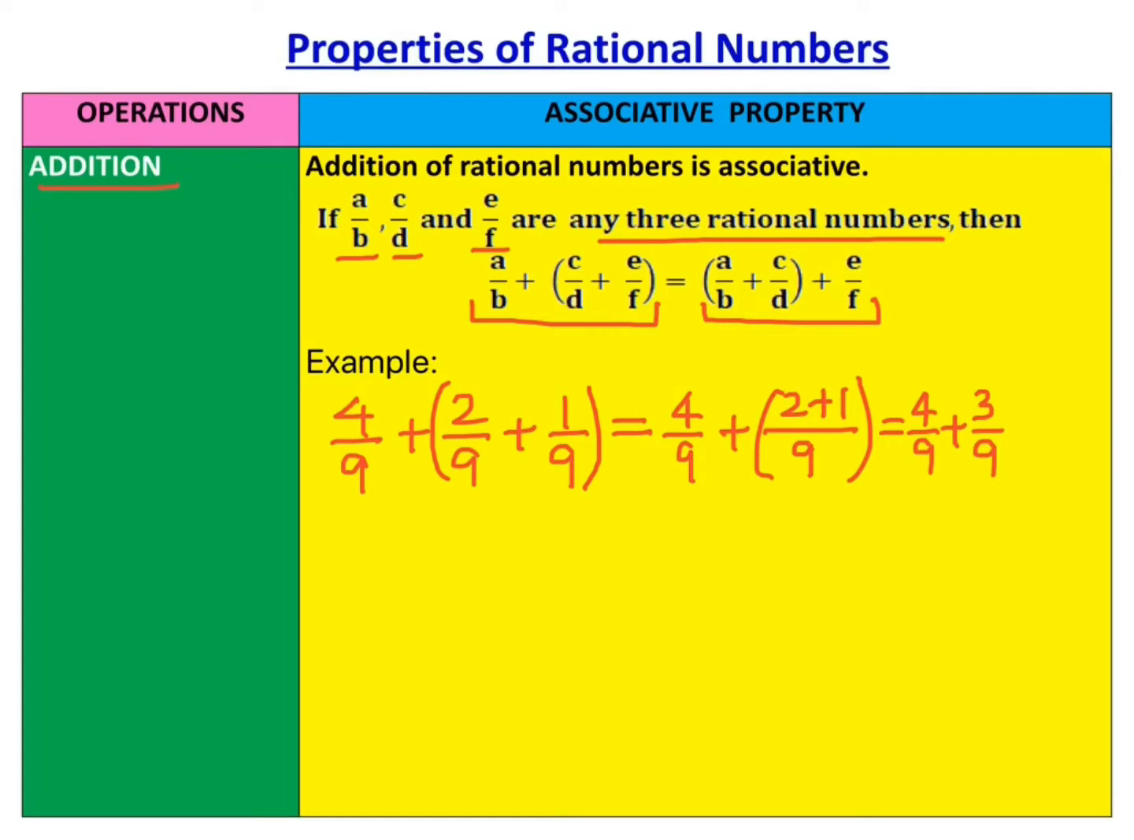Now let's add 4 by 9 plus 3 by 9, which is equal to, since we have the same denominators, we'll take 9 as the common denominator and add the numerators. 4 plus 3 is 7. So 7 by 9 is the answer.